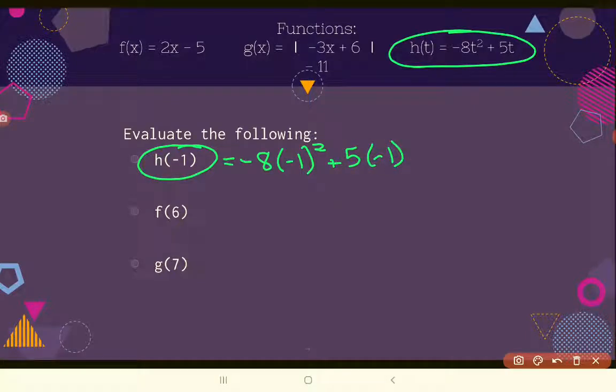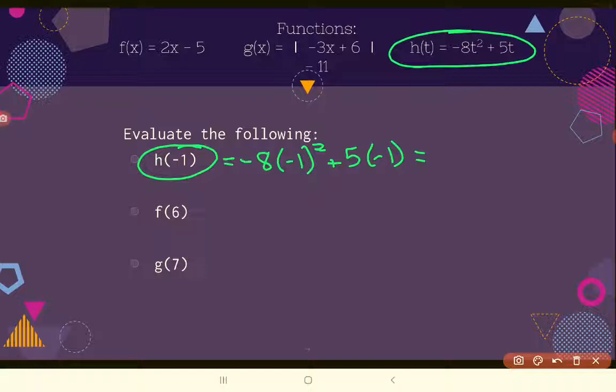At this point, you have a choice. You can type that straight into your calculator as long as you use parentheses. Notice I put parentheses every time I wrote a -1. Or you can do this in your head if you want to. I'm going to show you how to do it in your head. You don't have to do it this way.